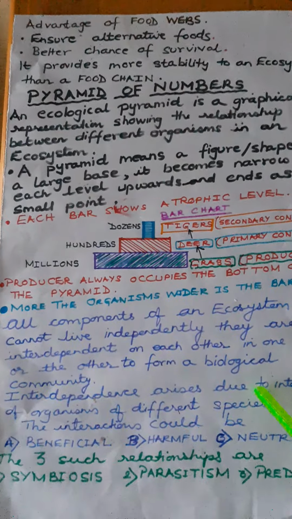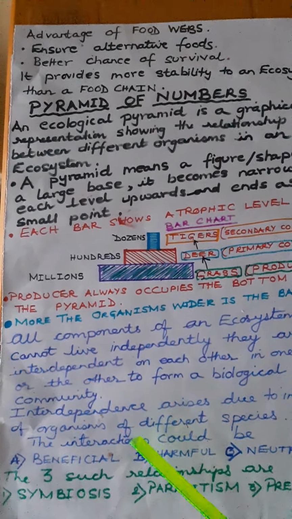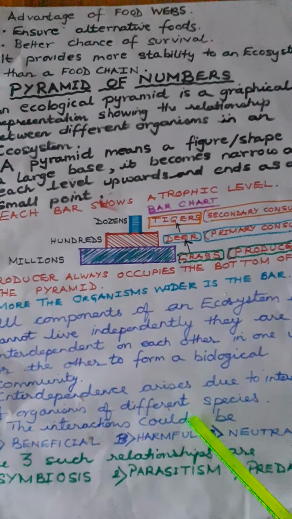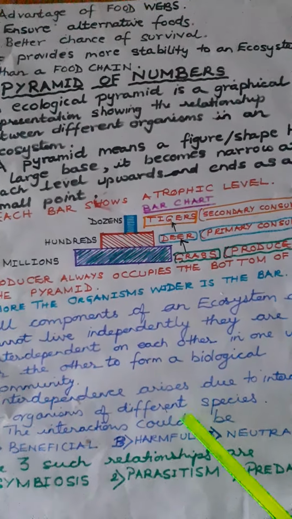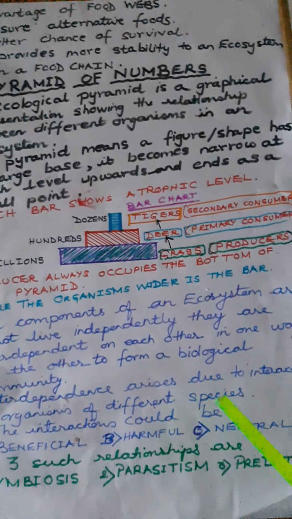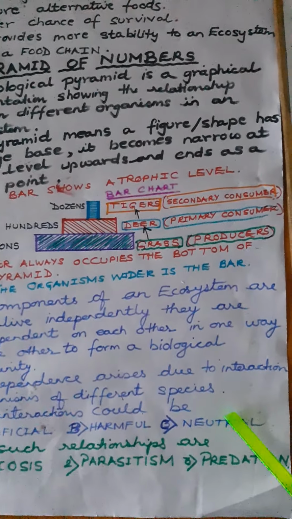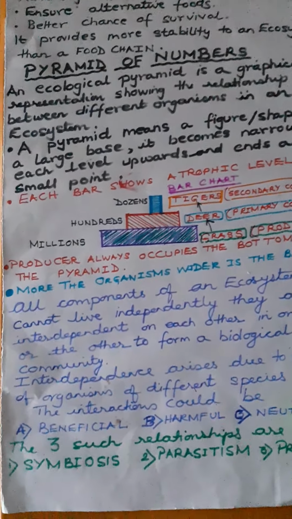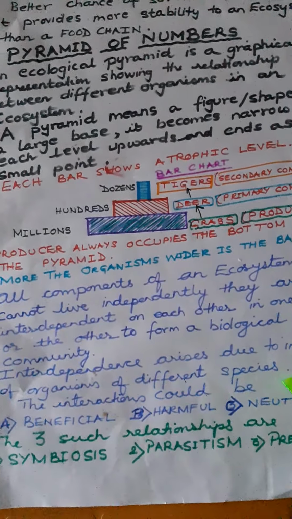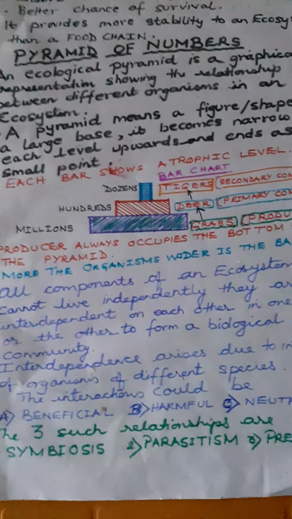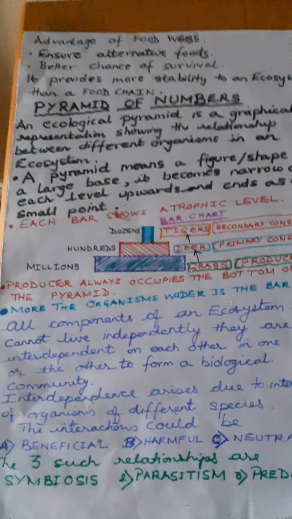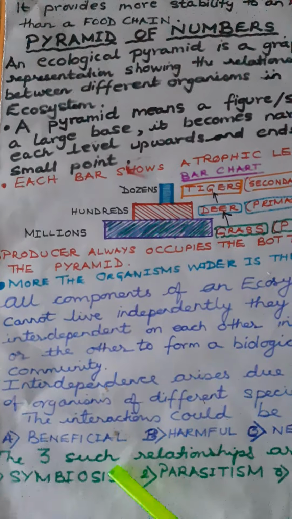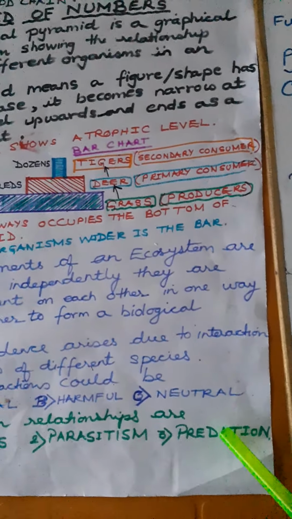It could be beneficial, where both of them gain from the interaction. It could be harmful, or it could be that there's no gain or no loss. That type of interaction is neutral interaction. On the basis of this, what types of relationships come out of this? The three such relationships are called symbiosis, parasitism, and predation.